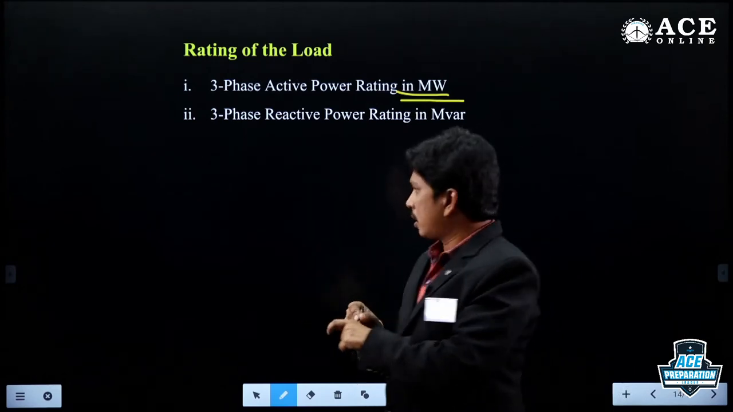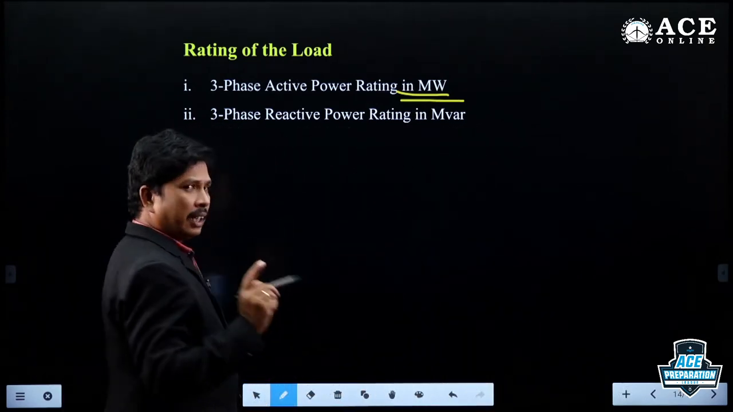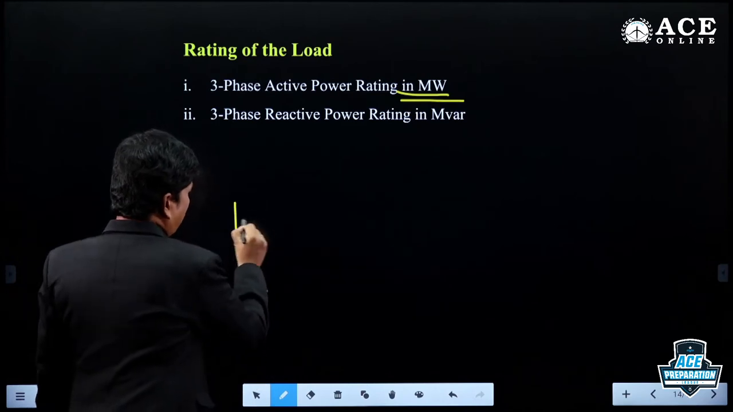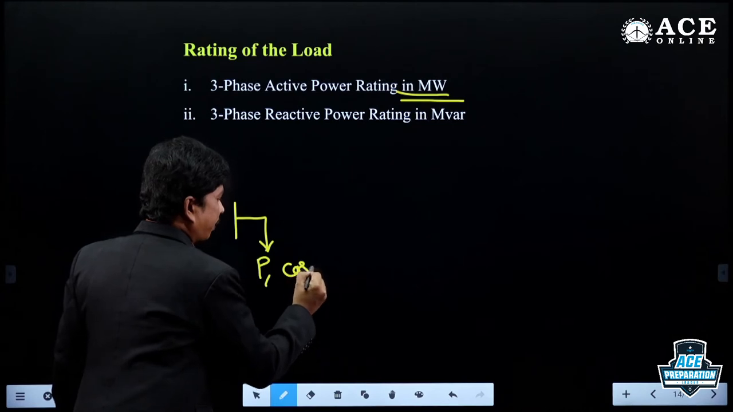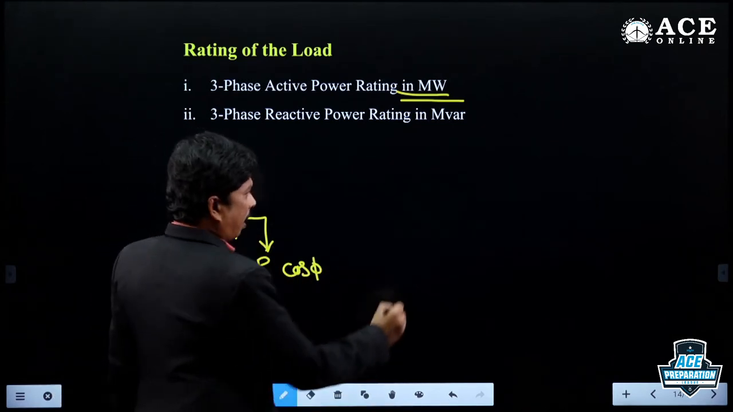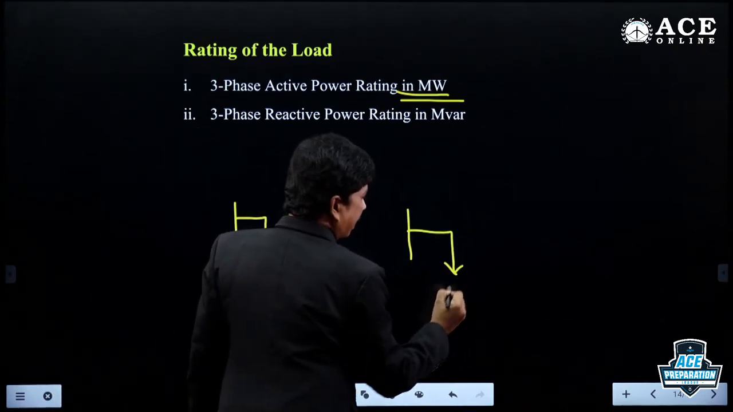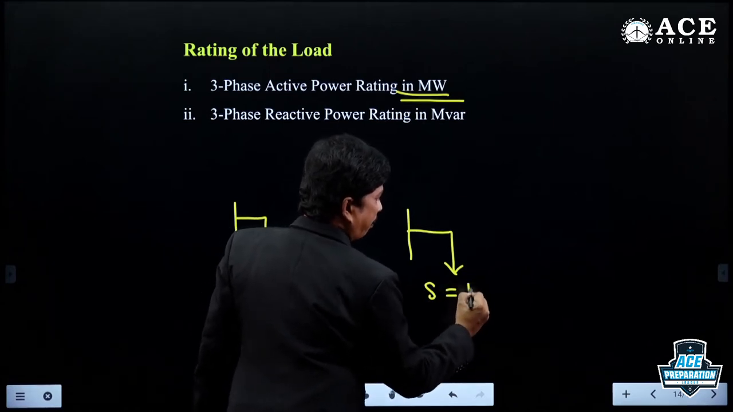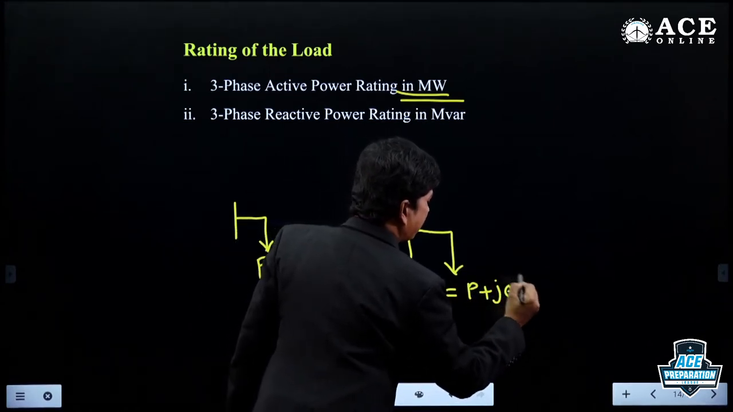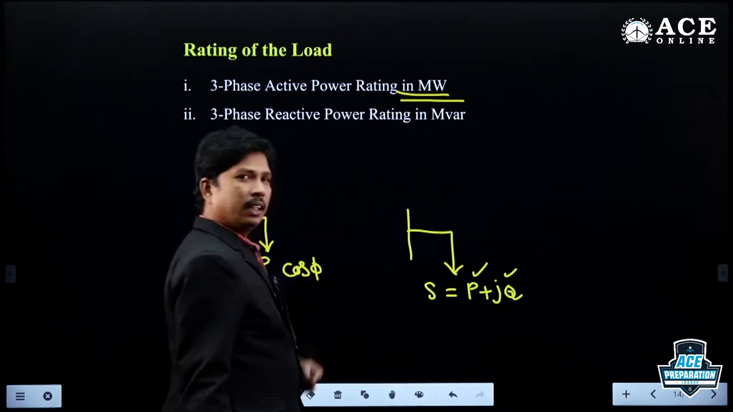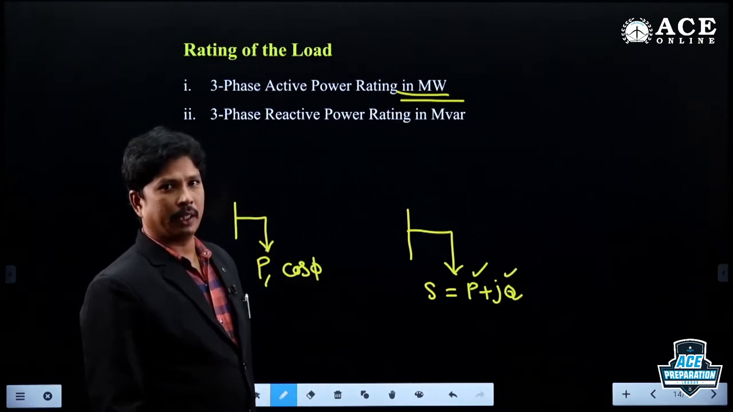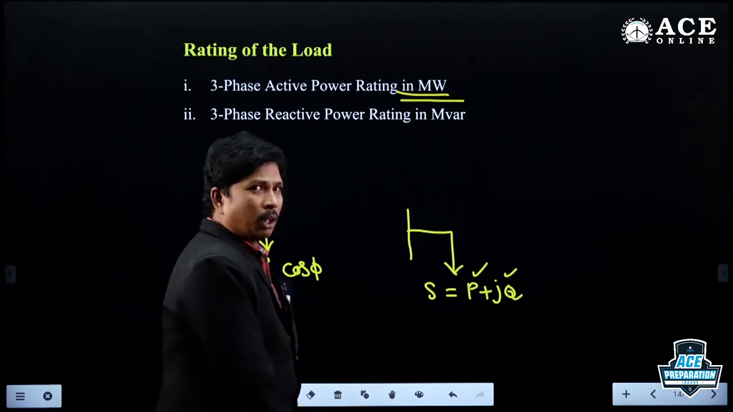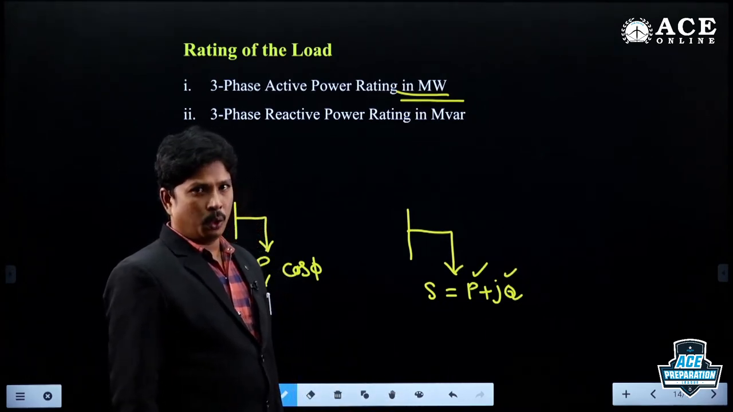Got the point? So whenever the load is represented, there are two ways of representation. One is active power P and cos phi, the operating power factor. Or whenever they are representing, they can give S is equivalent to P plus jQ. They can give the active power rating and the reactive power rating, both. So that is the rating of the load.